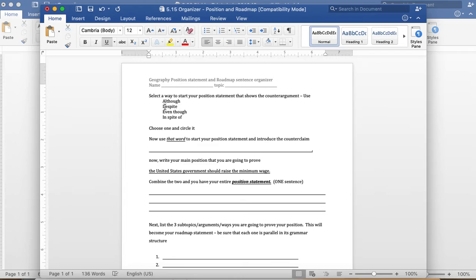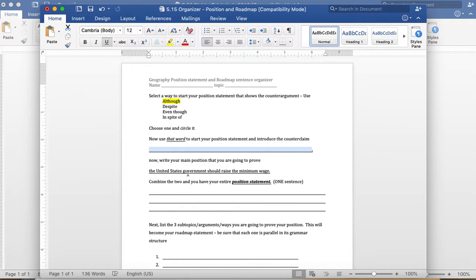I'm going to come back up to the top here and select a word that I would like to start my counter argument with. I'm going to select although. It says choose one and circle it. I'm just going to highlight it since I'm typing here, but you can choose one of these words and circle it, and now use that word to introduce your counterclaim. So on this line, I am going to handwrite my counterclaim.